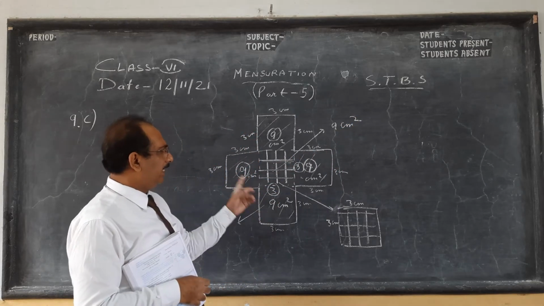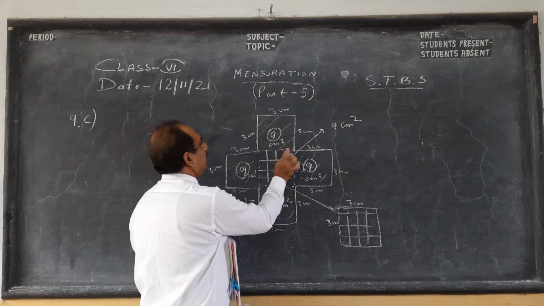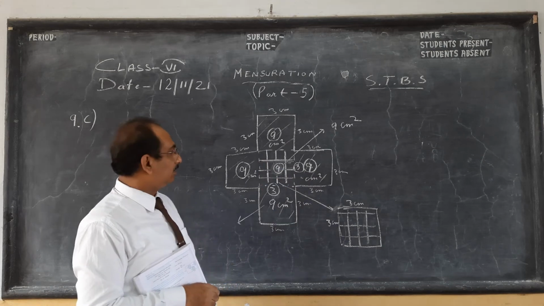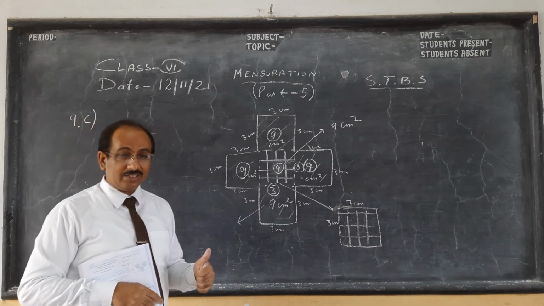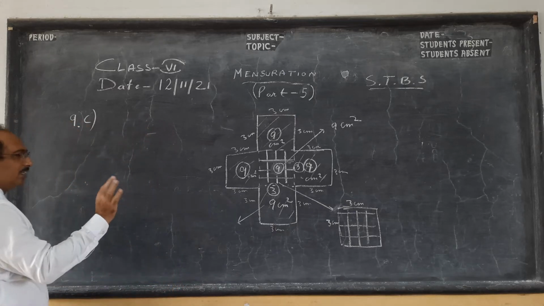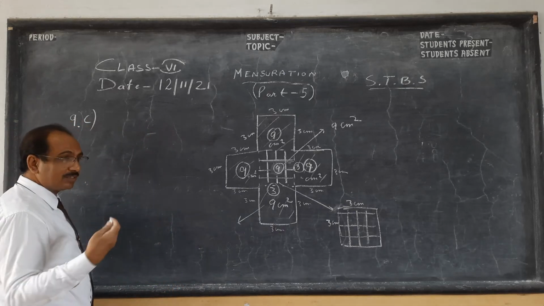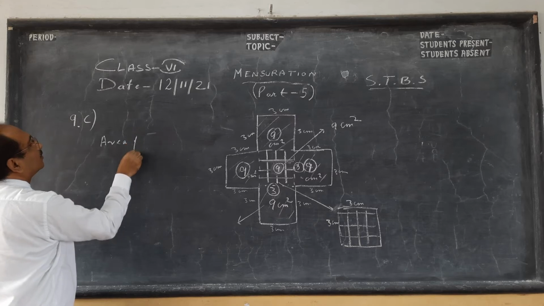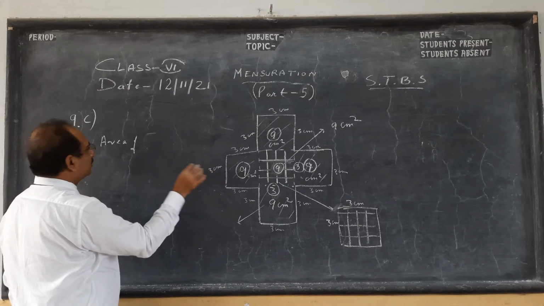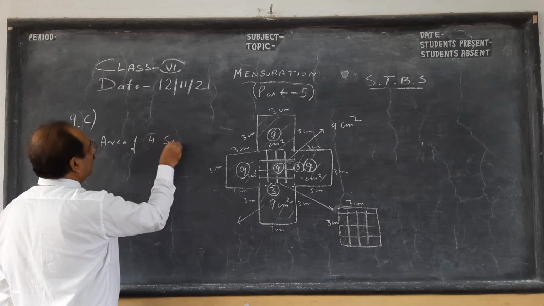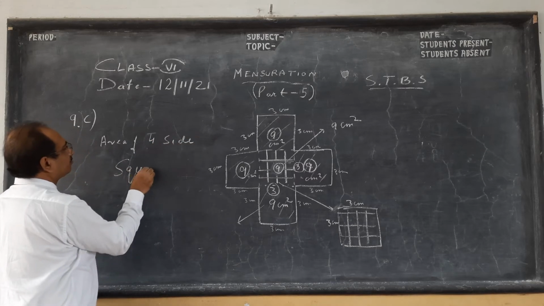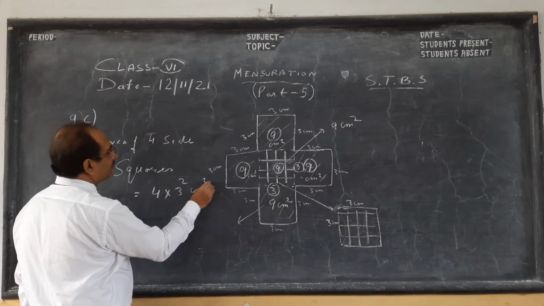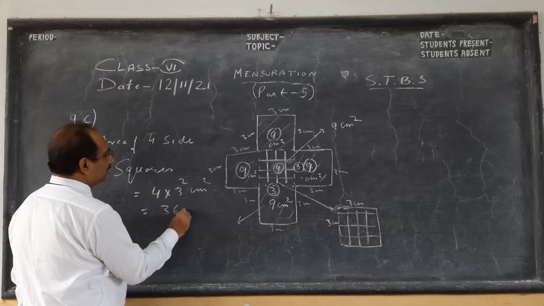So total we have 9, 9, 9, 9 and another 9 here. Okay, so 9 5s are 45 centimeter square is the answer. But most important thing, how to write it in exam. So it's a little difficult to express yourself. So there are 4 squares. So this is like a cross, okay, red cross like, area of 4 side squares. I told you it is difficult to express yourself. So this is 9 4s are 36 centimeter square.